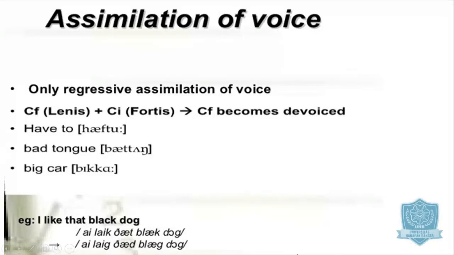And then the next one is assimilation of voice. Here, only regressive assimilation of voice, like Lenis plus Fortis becomes devoiced, like have the, bad tongue, because. And then another example is: I like that black dog.